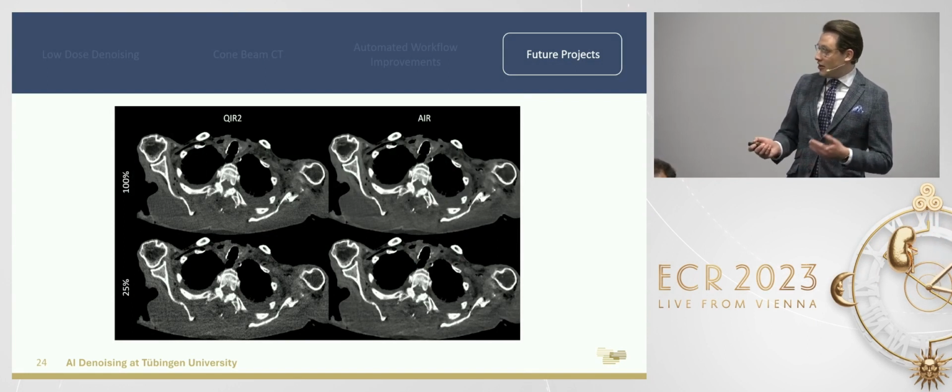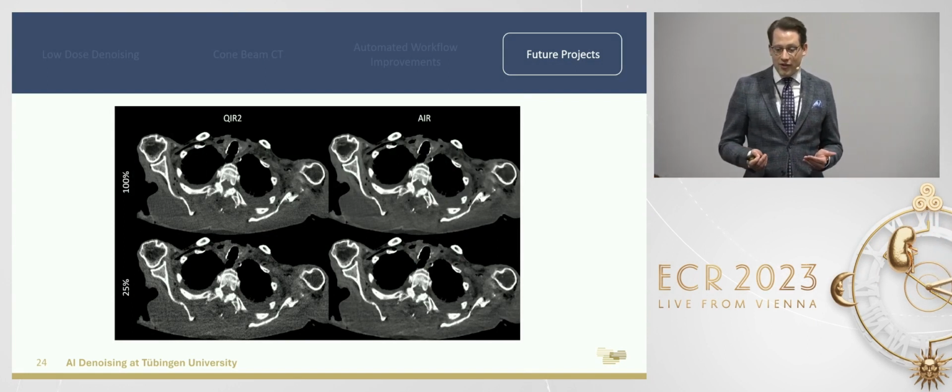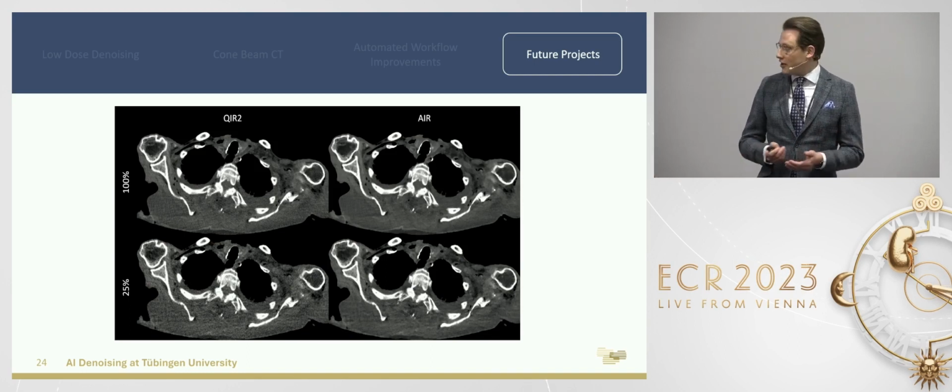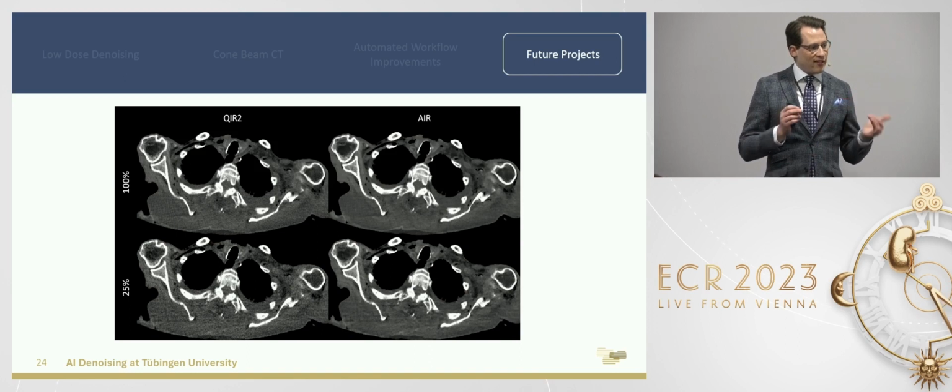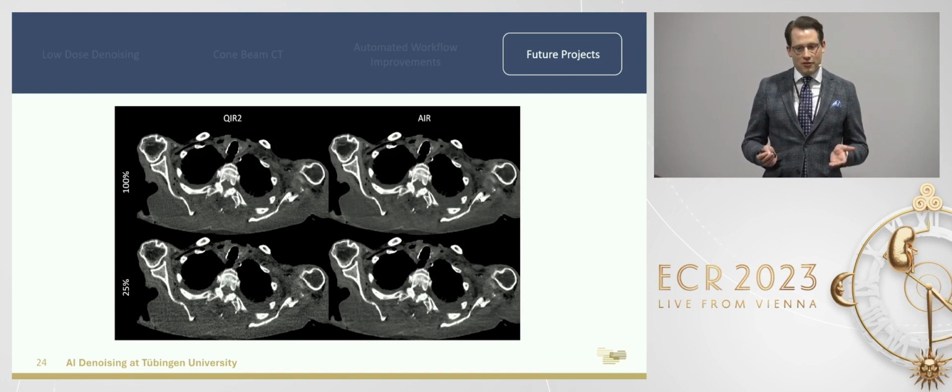Of course, the images look better even at 25% denoising. It looks better than at 25% regular, but noise distribution is sort of different right now. So that is something we are still doing active research on with our data sets that we generated.